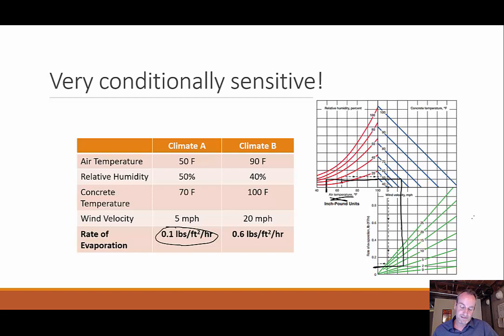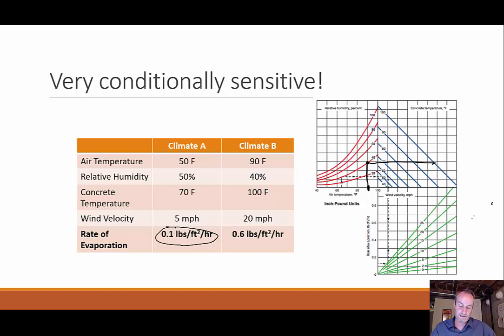Now if I do the same thing, let's say it's a little warmer out. Let's say it's 90 degrees out. Let me get rid of the other stuff. That puts me right here on the air temperature. I'm going to go up till I hit the humidity of 40, this little red line that says 40. Then from the red, I move to the right until I get to the concrete temperature of 100, so all the way over.